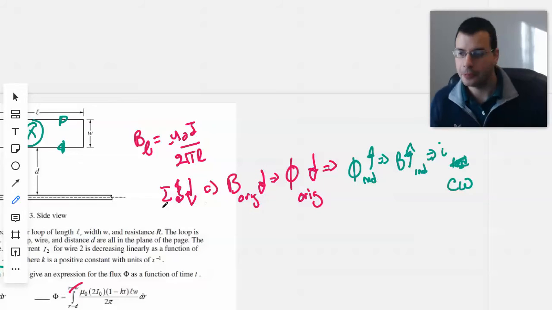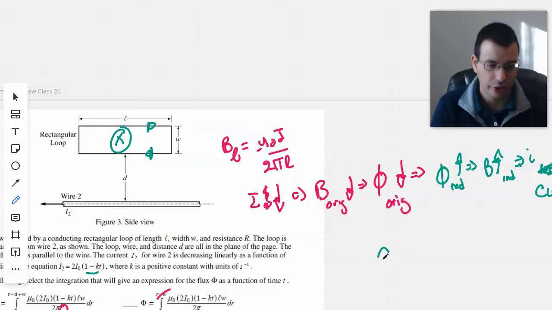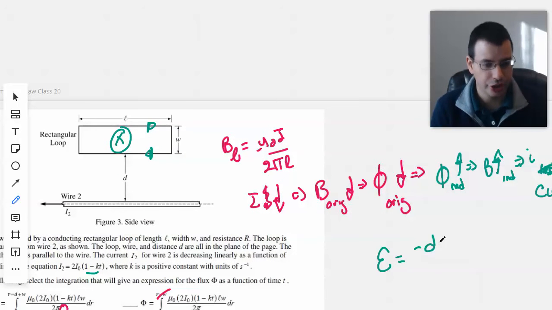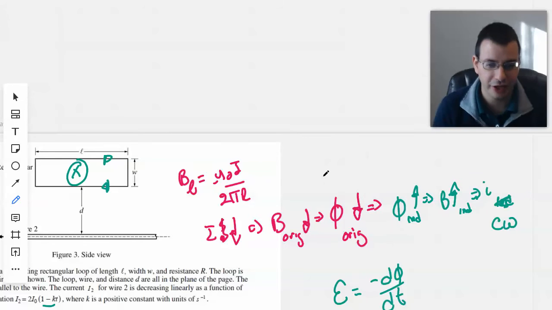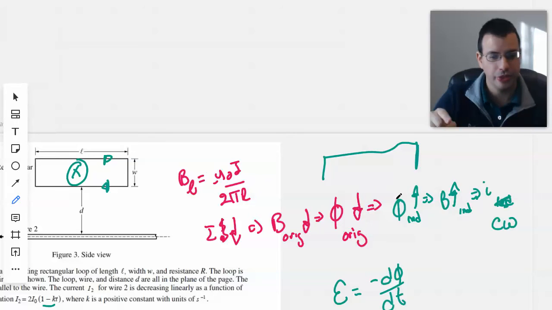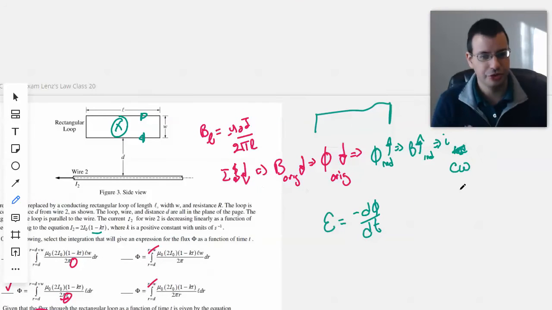Clockwise. And the idea there comes back from Lenz's law, where there is an induced voltage, which creates an induced current that opposes the change in flux. And that whole opposed change in flux is this portion of the justification right there. This induced flux arrow will always point the opposite direction of the original flux change arrow. And for justify your answers, I would just do that.